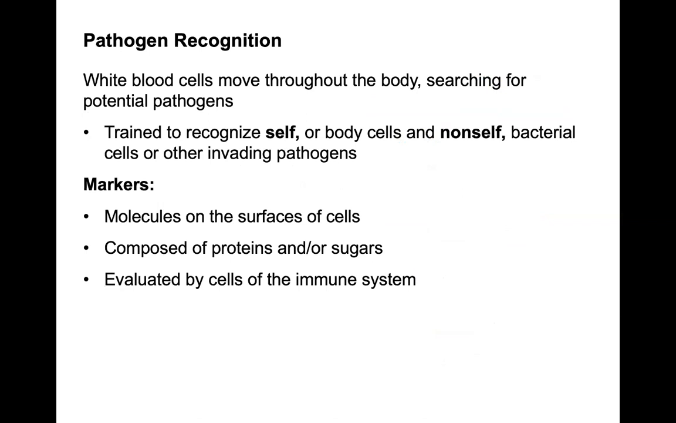Now, white blood cells move throughout the body, searching for potential pathogens. These white blood cells are trained to recognize self, which are your cells, or body cells, and non-self, bacterial cells, or other invading pathogens. Markers are molecules that are found on the surfaces of cells. They are typically composed of proteins and/or sugars, and they are evaluated by cells of the immune system.